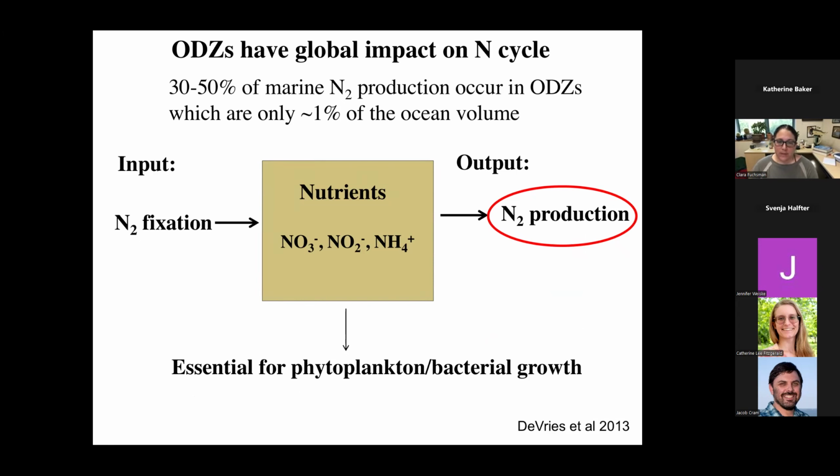Here's a really simple nitrogen cycle where you have nutrients in this box. These nutrients are essential for phytoplankton and bacterial growth. The input here is nitrogen fixation and the output is N2 production. But 30 to 50% of marine N2 production occurs in oxygen deficient zones, which are only about 1% of the ocean volume.